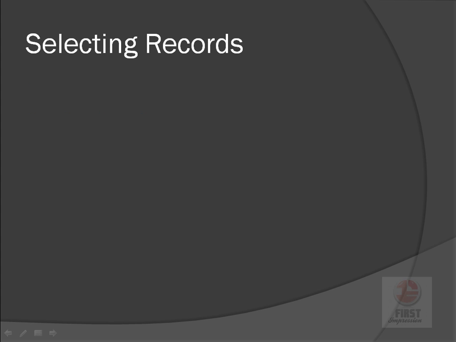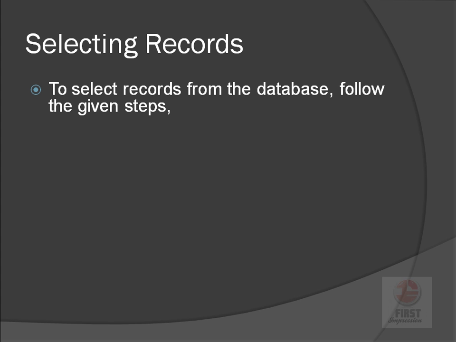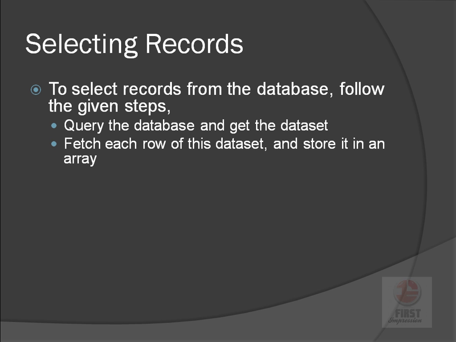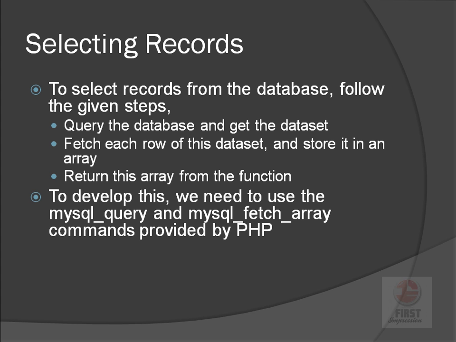Then we'll have a function to select the records. To select records from the database, you have to follow the given steps. First, you have to query the database and get the dataset. Then you have to fetch each row of the database and store it inside a fetch array. And once the array is fetched, then you have to return the array from the function. To develop this, we will be using the mysql_query function. The mysql_query function will query the database and give us the result. And the mysql_fetch_array function will fetch one record from the database in PHP.